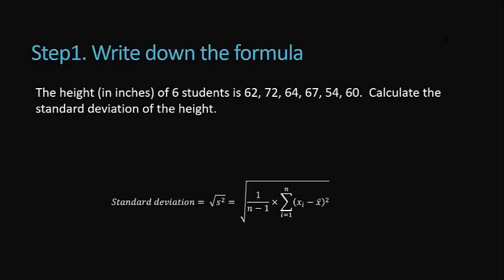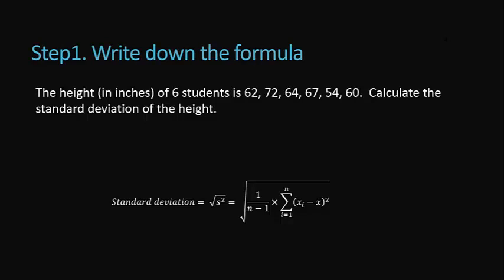The first thing we want to do, step 1, is to write down the formula, and I will define term by term what this formula means. The standard deviation, which is S, is the square root of the variance, which is S squared. That is equal to, under the square root, 1 over n minus 1, where n is the sample size, multiplied by the sum of all the observations. So that's what this sigma i equals 1 to n means.